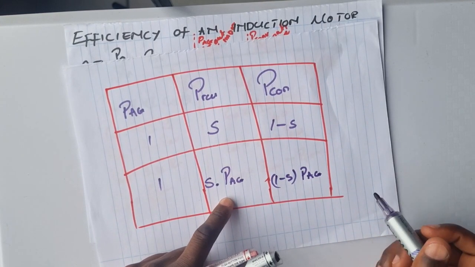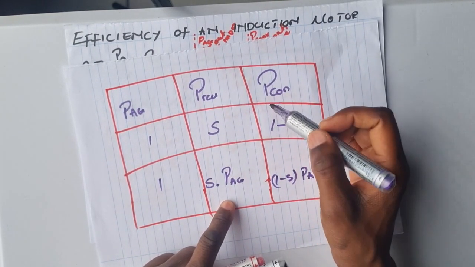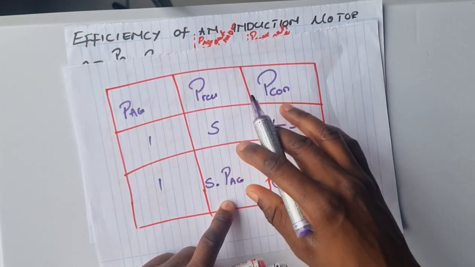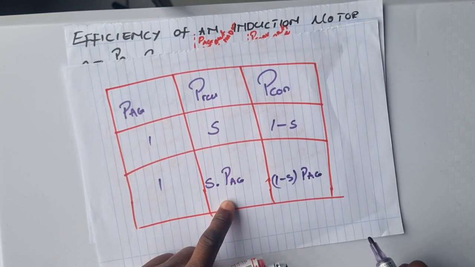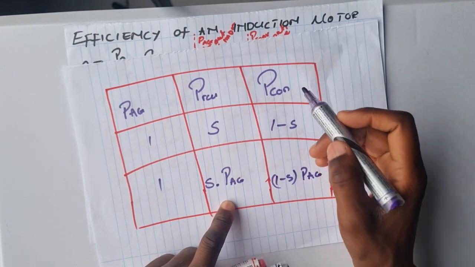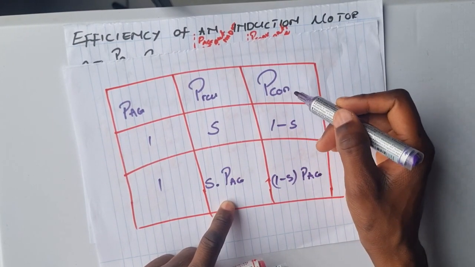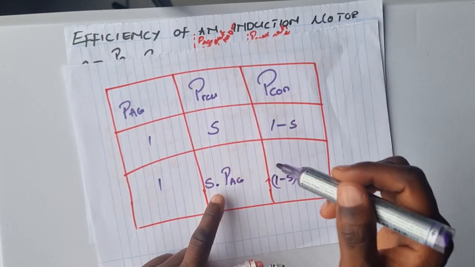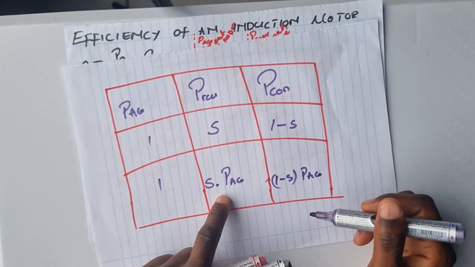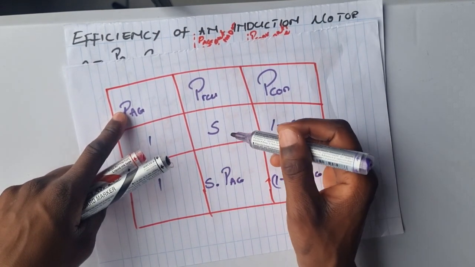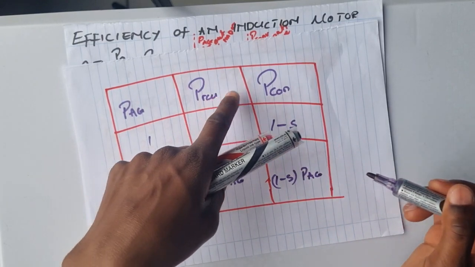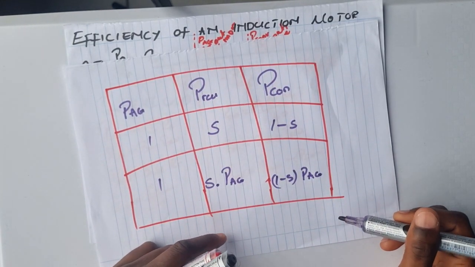So what does this mean? This means if you can get one power and slip, you can get the rest of the other powers. If you can get P converted, then that means you can get PAG and get P rotor copper losses. If you know P rotor copper losses and you can calculate slip, then you can get the rest of the other powers.